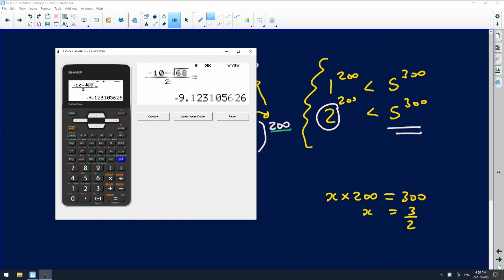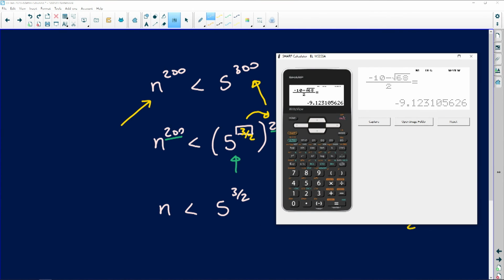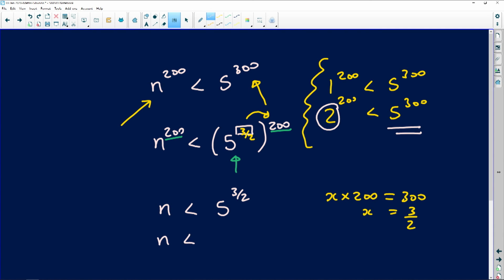You can take your calculator and even work it out. Just ask yourself, what is 5 to the exponent fraction 3 divided by 2? You'll get an answer of 11.18. So that means n is a number that is smaller than 11.18. So what is the highest possible integer value that is smaller than 11.18? That will tell you that n has to be exactly 11. It means all the other integers before 11 are also going to produce a number that is smaller than 5 to the power 300. But the highest one will be 11.